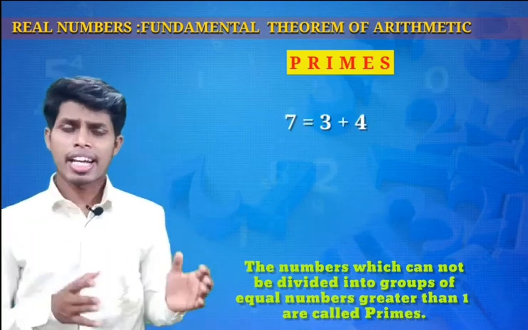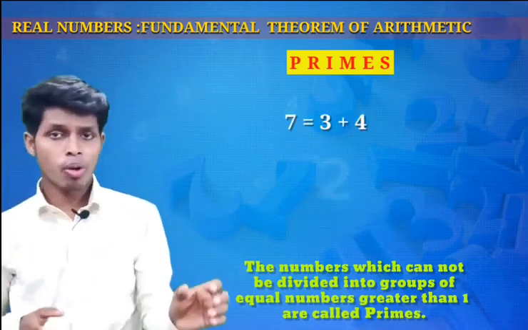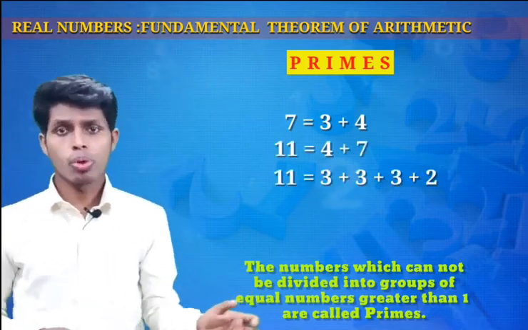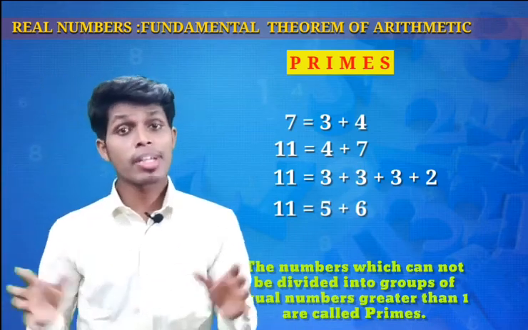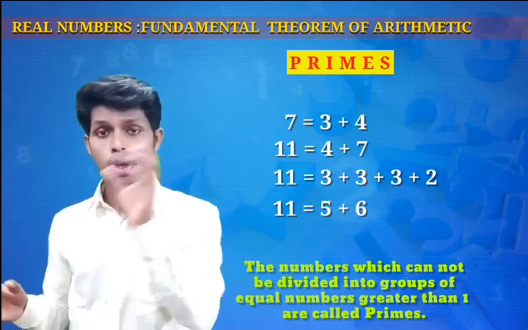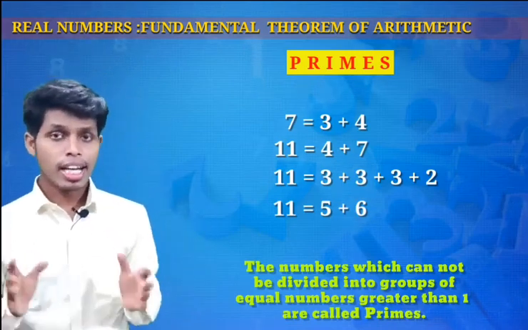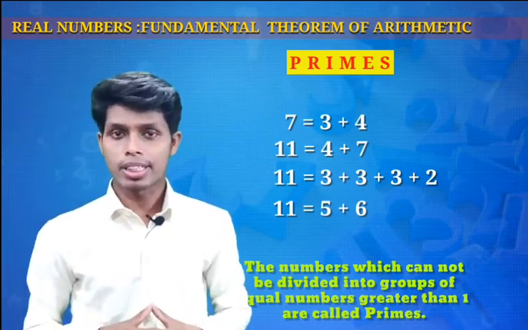Similarly 7, it cannot be divided. If you want to divide 11 into groups, it can be 4, 7 or 3, 3, 3, 2 or 5, 6. There will be no possible way to divide 11 into some groups of equal numbers where that number is greater than 1. It can never happen. So these types of numbers are called prime numbers.